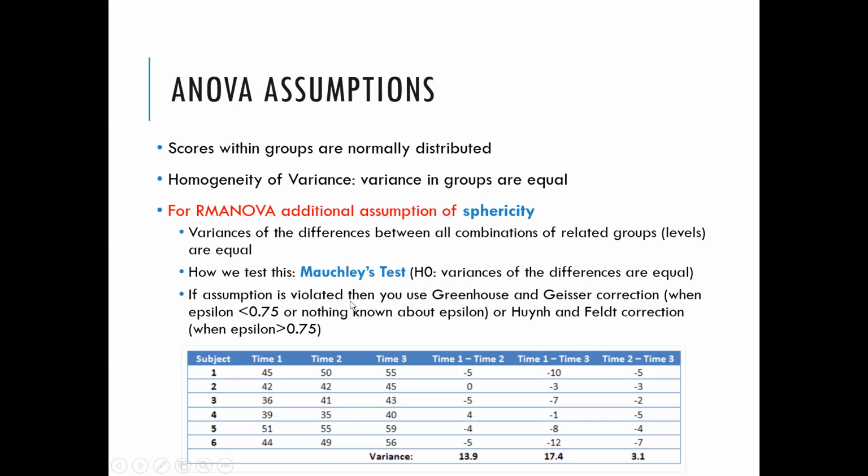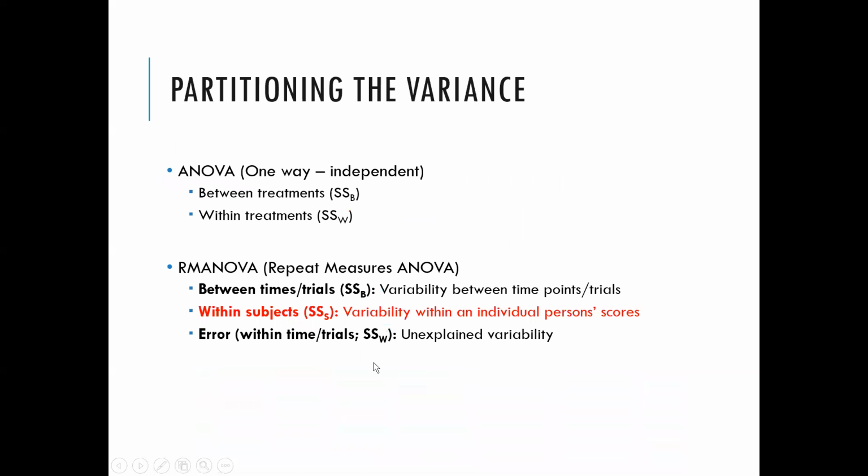And then if this assumption is violated, then we can use various corrections depending on our results. So I wanted to give you maybe a visual of what I mean by the variances of the differences are all equal. So let's say we have 6 subjects and we're measuring them at time 1, time 2, and time 3. Then we take the difference between time 1 and time 2, time 1 and time 3, and then time 2 and time 3.